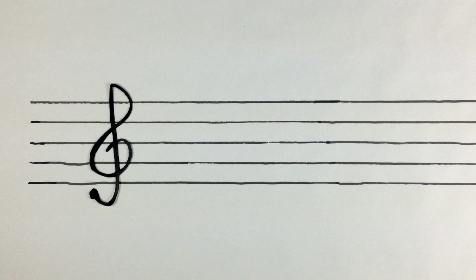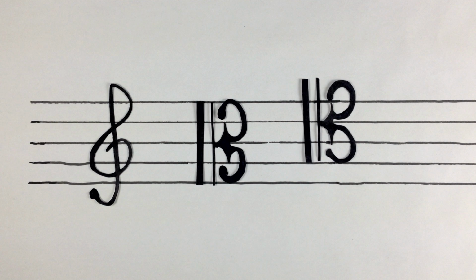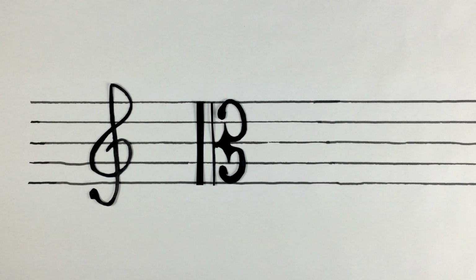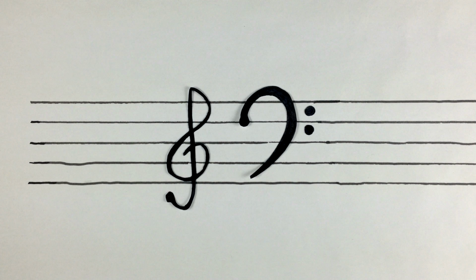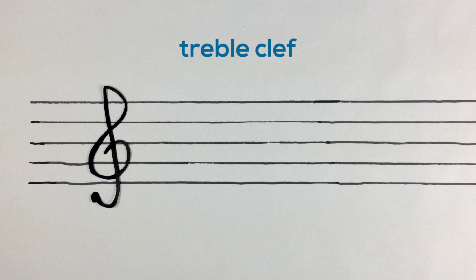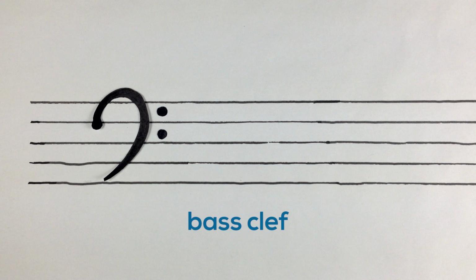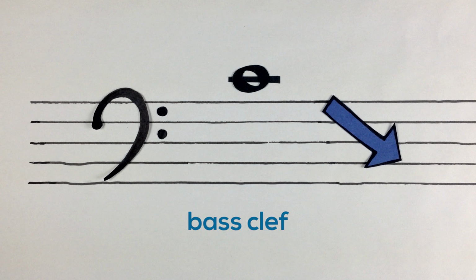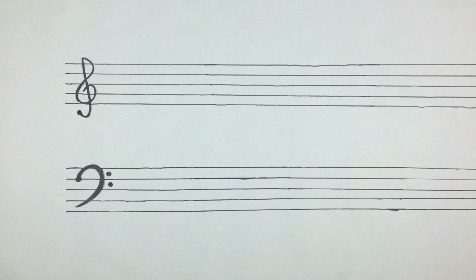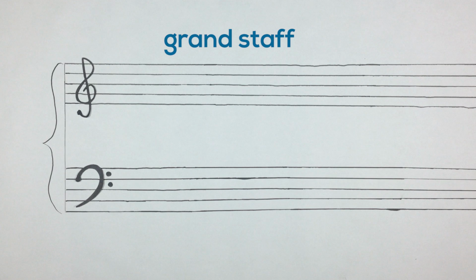Clefs. Clefs tell us what range of notes that staff is showing us. In piano, you generally just use two clefs. The treble clef tells you the notes are above middle C and will usually be played with your right hand. The bass clef tells you they're below middle C and will usually be played with your left hand. For pianists, these two clefs often appear stacked on top of each other with the treble clef on top, which is called the grand staff.